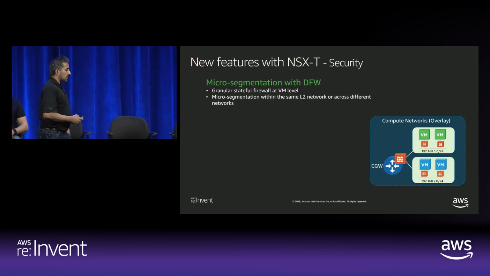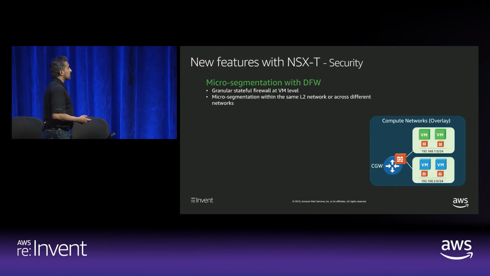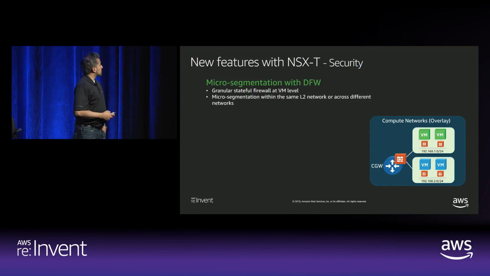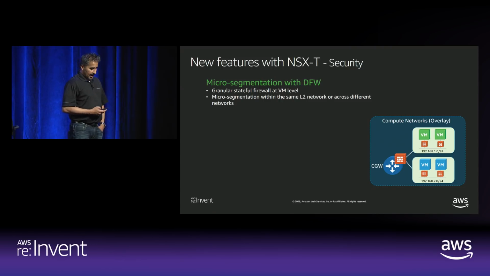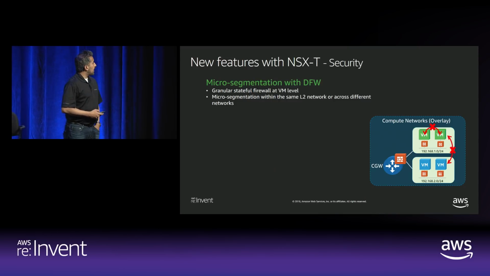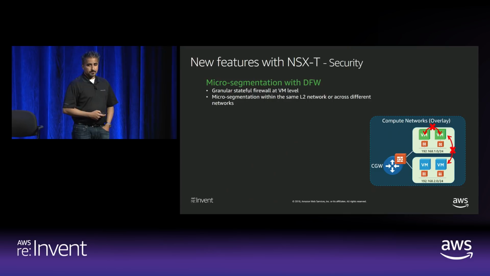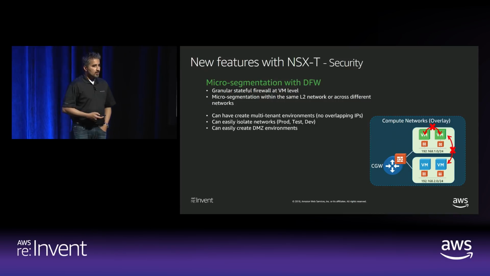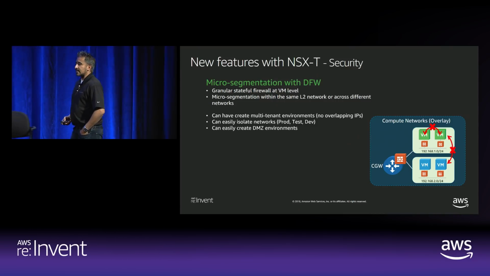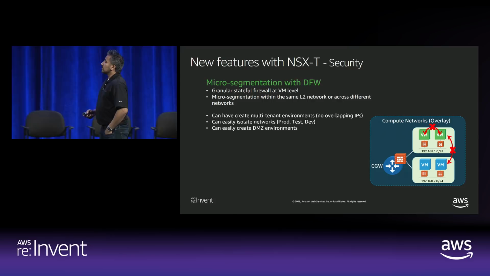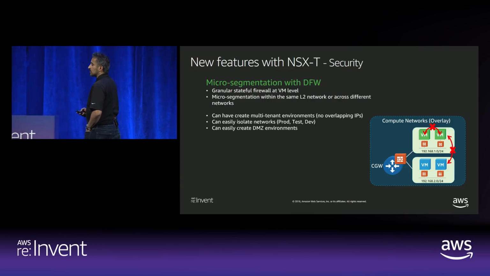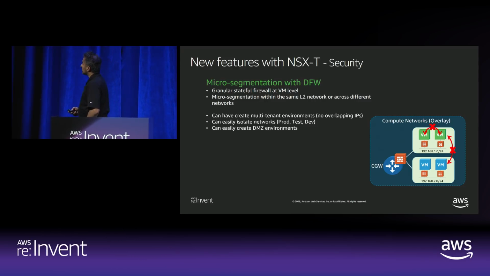One of the biggest requests from customers was the ability for microsegmentation with distributed firewall. Okay? So now customers can get a granular stateful firewall at the VM level, and they can do microsegmentation within the same L2 domain and also across different networks. Also, customers can create multi-tenant environments, although with no overlapping IPs because you're still connected to the same CGW, but you can now put a tenant on a different network segment and use distributed firewall to provide that isolation, okay?